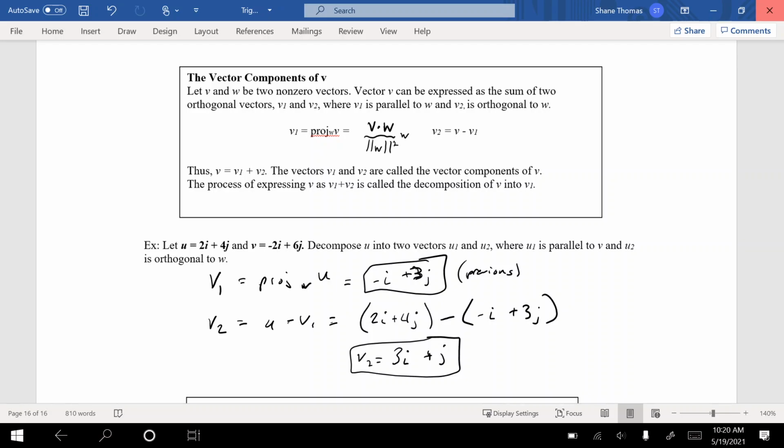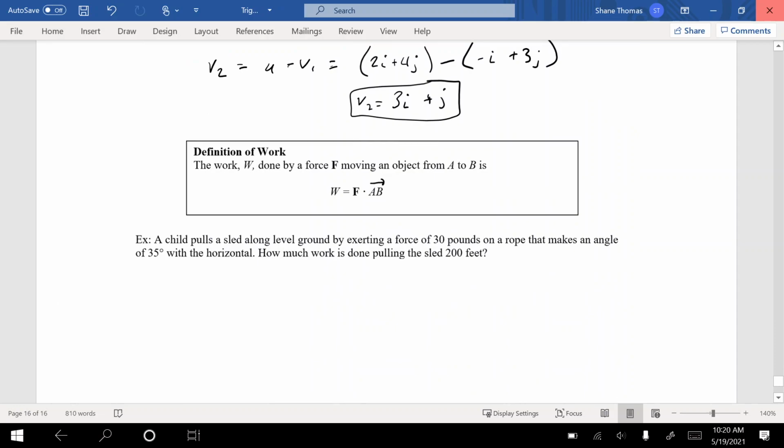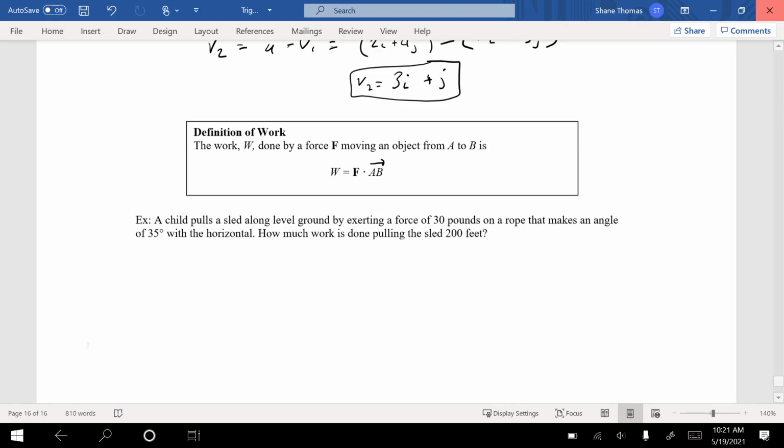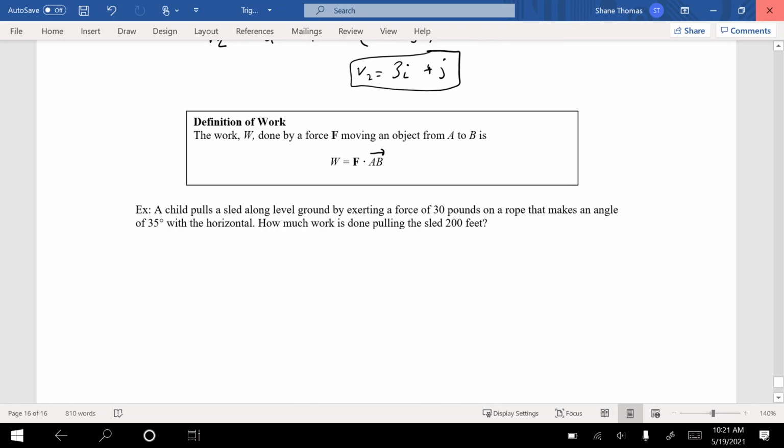All right, last one. Definition of work. I always thought this one was kind of cool. The work W done by force F moving an object from A to B is W equals F times AB. A child pulls a sled along level ground by exerting a force of 30 pounds on a rope that makes an angle of 35 degrees with the horizontal. How much work is done pulling the sled 200 feet?